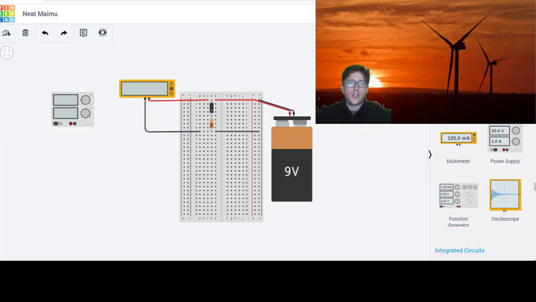Now if we start this, we actually see that we have 9 volts. So we're seeing a voltage here. Between here and here is 9 volts. That's good. Now let's see if there's a current. Okay, we do get a 6 amp current.